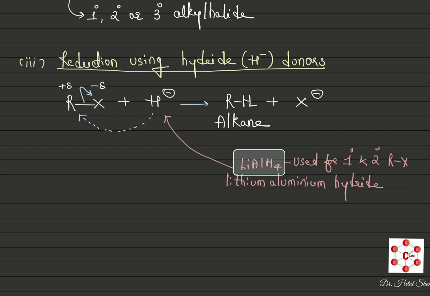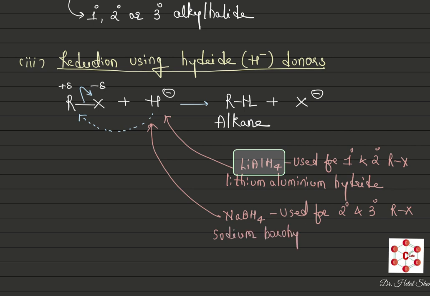What is the next thing that we have? The next thing that we get is NaBH4. NaBH4 is used for secondary and tertiary alkyl halides. This is called sodium borohydride. These are the most commonly used hydride donors used for reduction of alkyl halides.